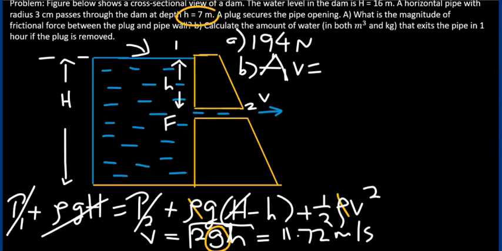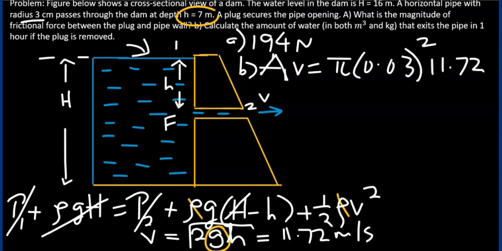The cross-sectional area is given by pi. The radius of the opening is 3 cm, so it's 0.03 meter, squared. The velocity, the speed, is 11.72, and that will give you the volume flow rate 0.0331 cubic meter per second. And we can use this to answer part B.